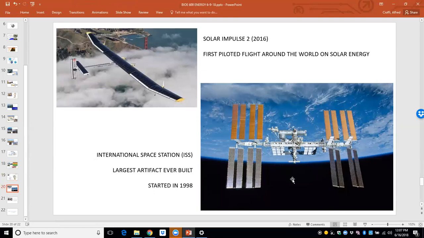But what I wanted to point out is that this is a whole modular lab where astronauts have lived for years, a year at a time sometimes, and they are running all kinds of experiments in zero gravity, but it's all fueled by solar panels, okay? So this whole station, the largest artifact ever built by humanity, which is actually in space, floating around in inner orbit, is all fueled by solar panels.